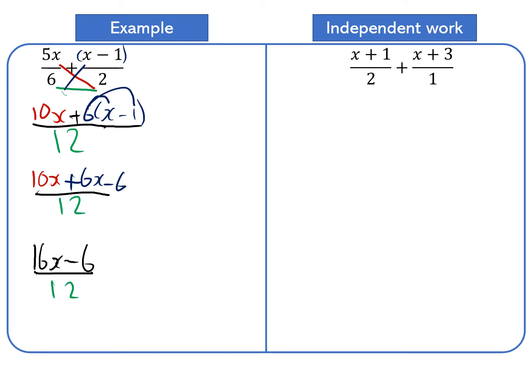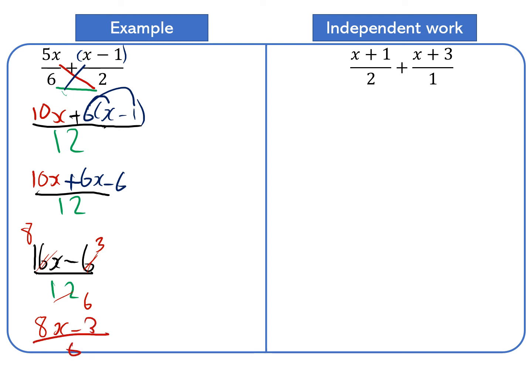Take away 6. Now there's an issue here because I can simplify this, and quite often they'll say simplify fully. What I can see is every single term, and it's important, every single term has a common factor of 2. So what I can do there is cancel. So 12 divided by 2 is 6, 6 divided by 2 is 3, and 16 divided by 2 is 8. So this would actually be my final answer. Sorry, not 6, it's now 3, isn't it?